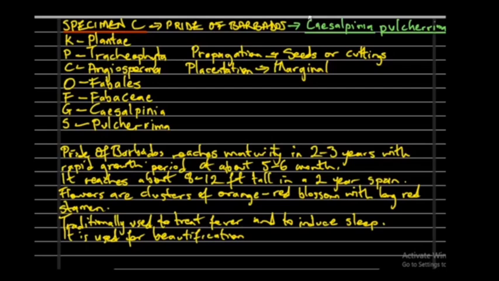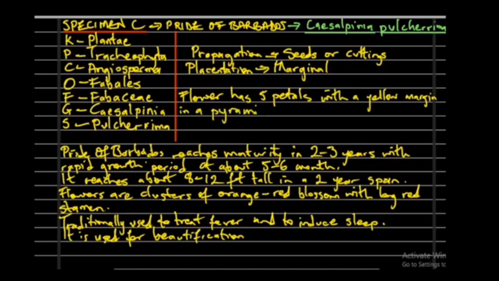Now when we look at the inflorescence of the pride of Barbados, the flower has 5 petals, with a yellow margin, in a pyramidal inflorescence. And this brings out the beautiful coloration of this particular crop.